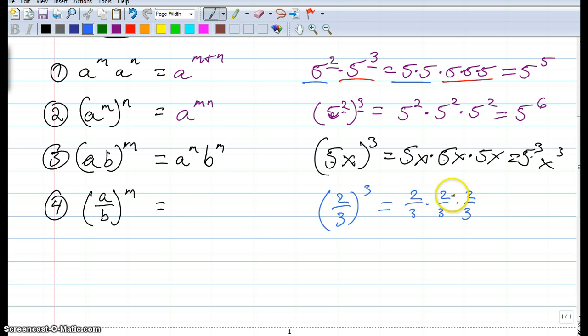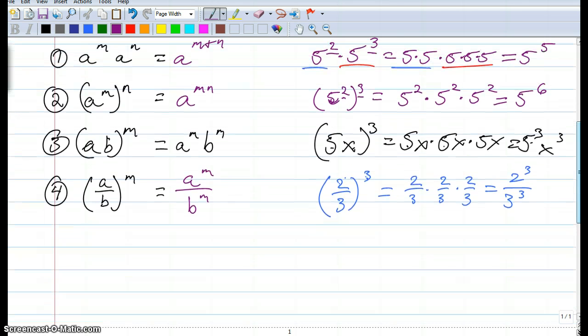And when you multiply fractions, top times top, for a total of 2 to the third power over bottom times bottom, 3 to the third power, for a grand total of, this 3 gets distributed to both the top and bottom. Both the numerator and the denominator get raised to the power that's outside. Again, it's kind of like a distributive property, but not quite. So this is a to the m over b to the m.